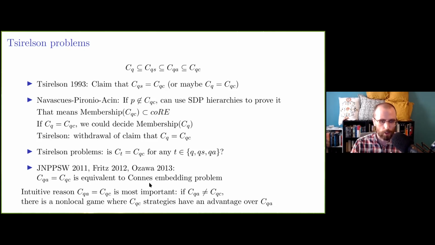I don't want to get too much into the Connes embedding problem, or at all. From the point of view of this talk, this is the important question. But I should say this problem has been a notorious problem in operator algebras, starting with a simple question of Connes that turned into many different equivalent formulations in other areas, and this being one of them. There's an intuitive reason why this is the most important equality to know here: we don't know whether or not CQ and CQS are closed at this point in the talk, but CQA is a closed convex set, and so is CQC.